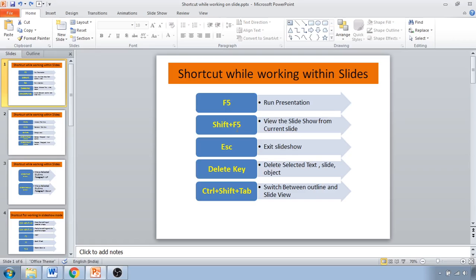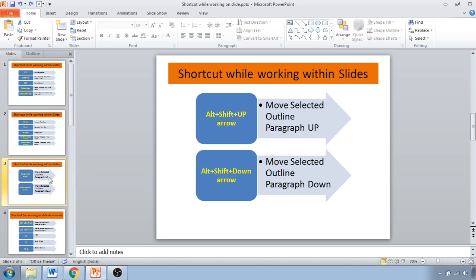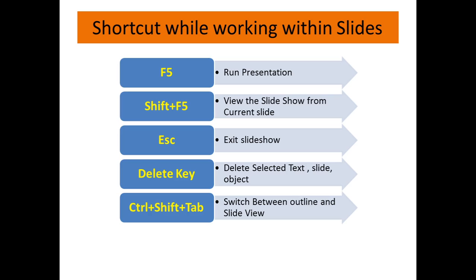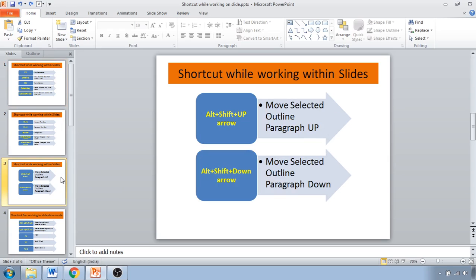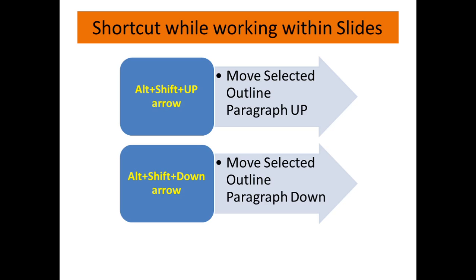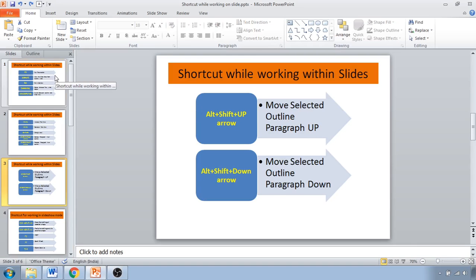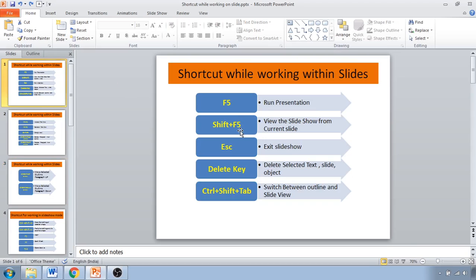Next one is Shift F5. Now here you can see when I am pressing the F5 key in any slide, it will always start with the first one, that is my first slide. If I want to start my PowerPoint slideshow from the current slide, I have to press Shift and F5, then it will always start where your cursor is. So that is the difference between F5 and Shift F5.